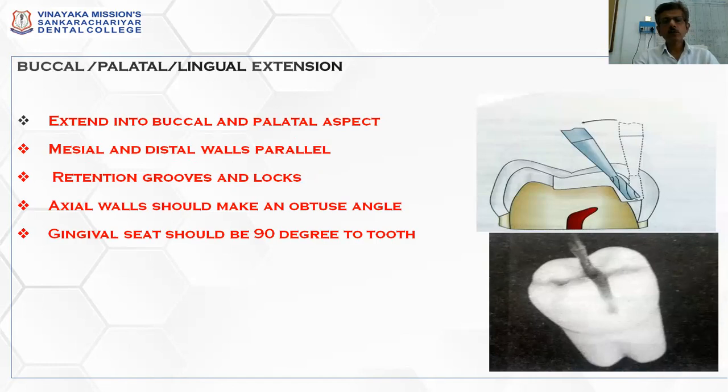Mesial and distal walls are parallel. Retention grooves and little locks need to be given, that you can give with the help of your straight fissure, the inverted cone burr. Axial walls, again, make an obtuse angle. It is not straight. Gingival seat should be at 90 degrees to the tooth.